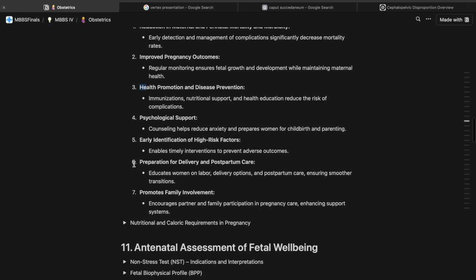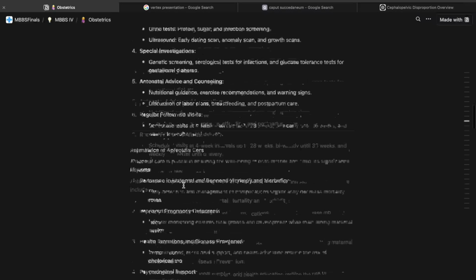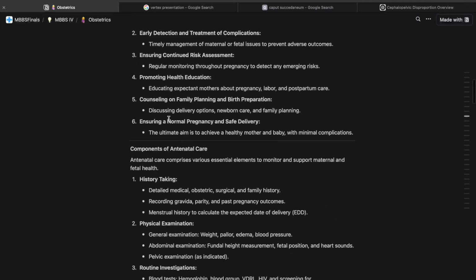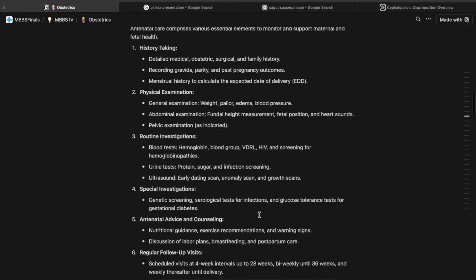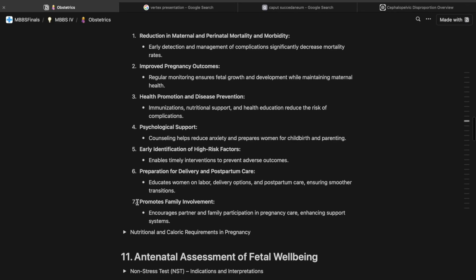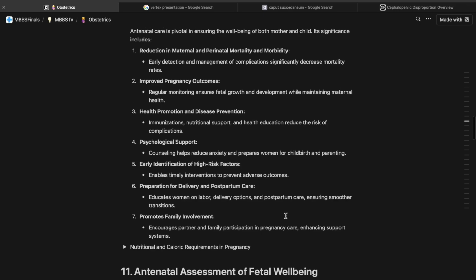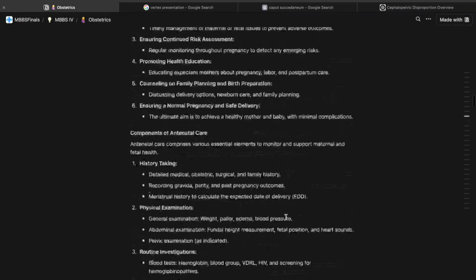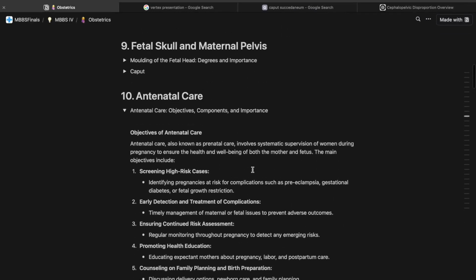Next, coming to preparation for delivery and postpartum care: educates the mother on labor, delivery options, postpartum care, ensuring smoother transition. Was this the point earlier? Yes, family planning, birth prevention, delivery options, newborn care. Promotes family involvement, encourages partner and family participation in pregnancy care, enhancing support systems. So with that we end this topic.